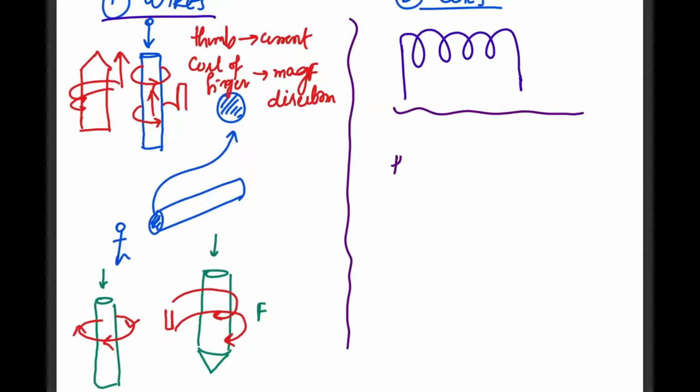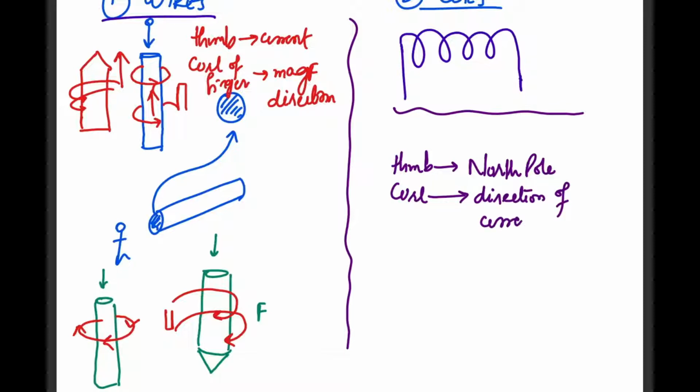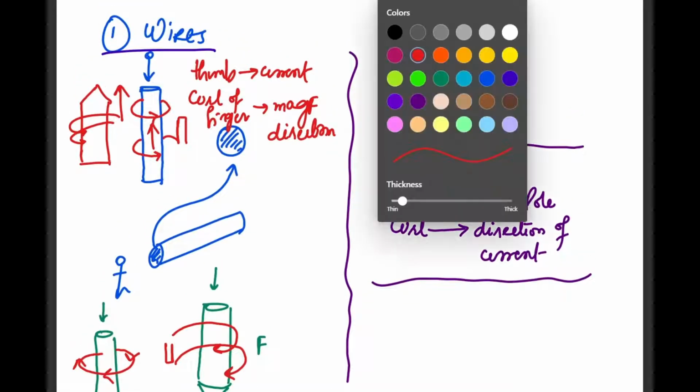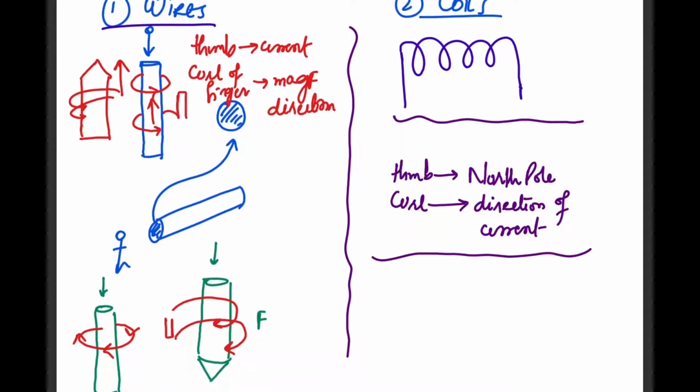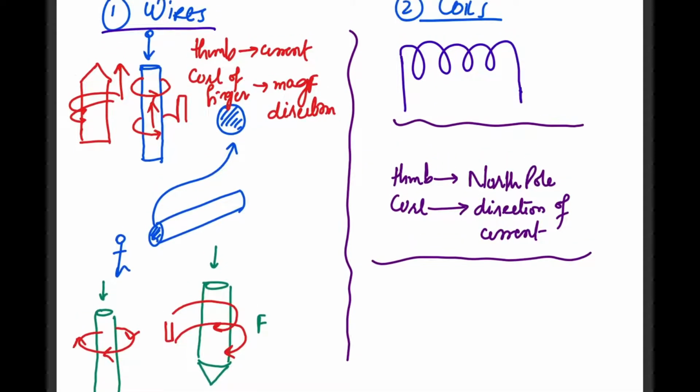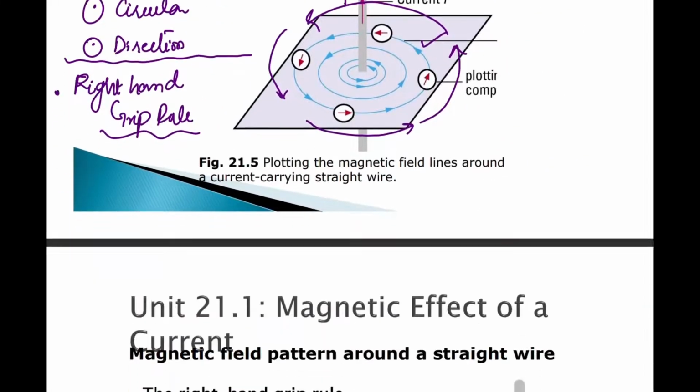Over here, the thumb represents the North Pole and the curl represents the direction of current. Direction of current. Right? Okay. Just a moment. Now let's go towards the diagrams for that.